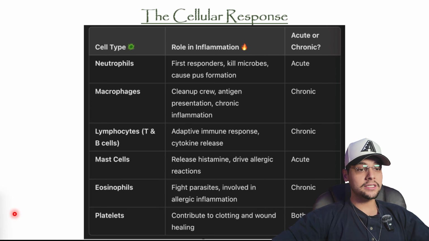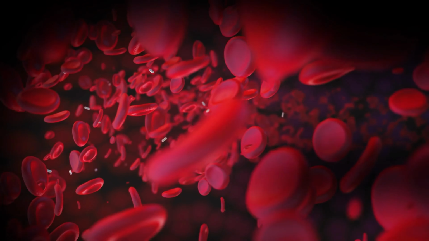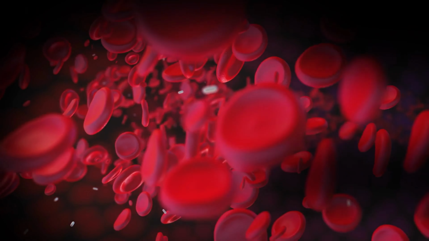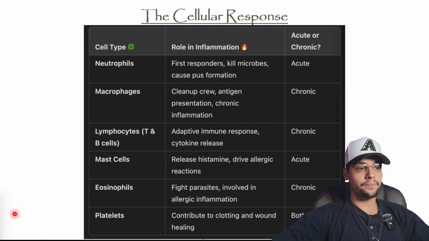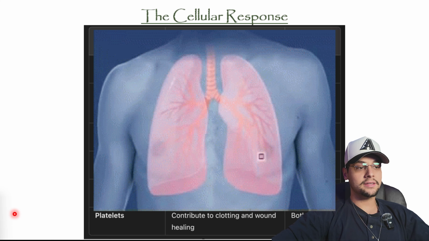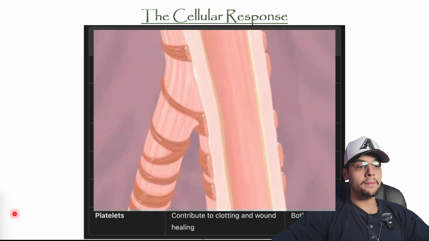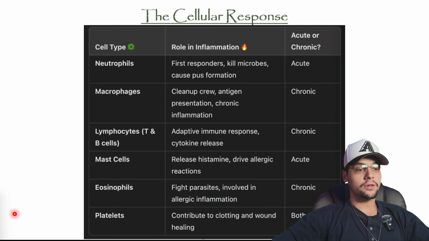Mast cells, histamine release, vasodilation, allergic reactions, and anaphylaxis trigger acute inflammation. Eosinophils, your parasite killers, are also involved in chronic allergic inflammation like asthma and eosinophilic esophagitis. Platelets are involved in clotting and wound healing, help stop bleeding, and release inflammatory mediators for tissue repair. It is both chronic and acute.